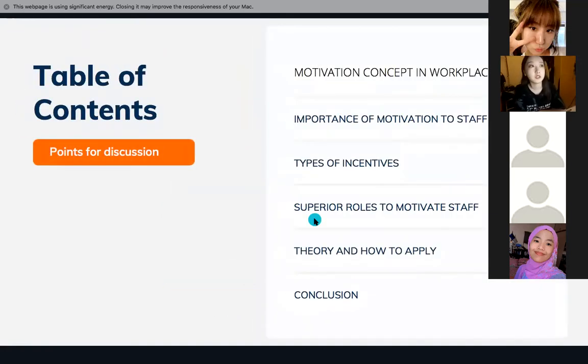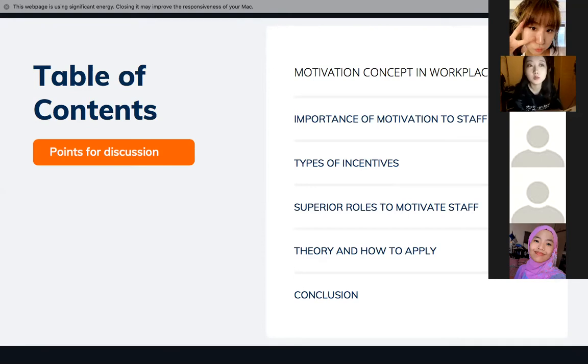Next page. Staff motivation is one of the parts that human resource professionals and managers should learn. To understand how to do staff motivation, we need to know what motivation is and how important it is. From a theoretical point of view, we need to know the motivation theory and the type of incentive. From a practical point of view, we need to know the supervisory rules to motivate staff and how to apply the motivation theory in the workplace. Combining practice with theory can help us understand staff motivation deeply.